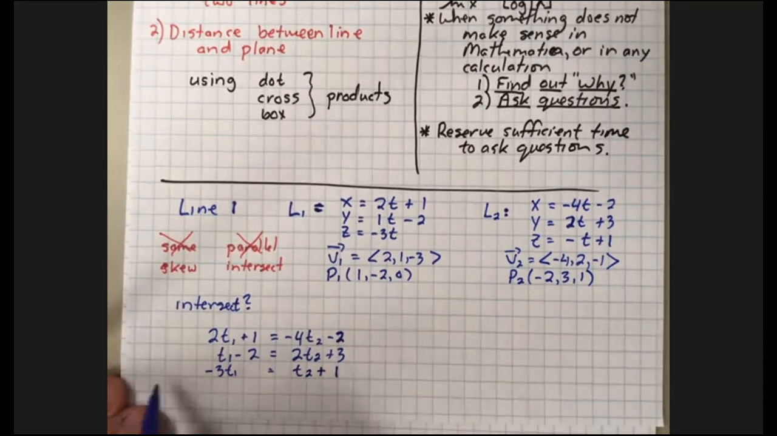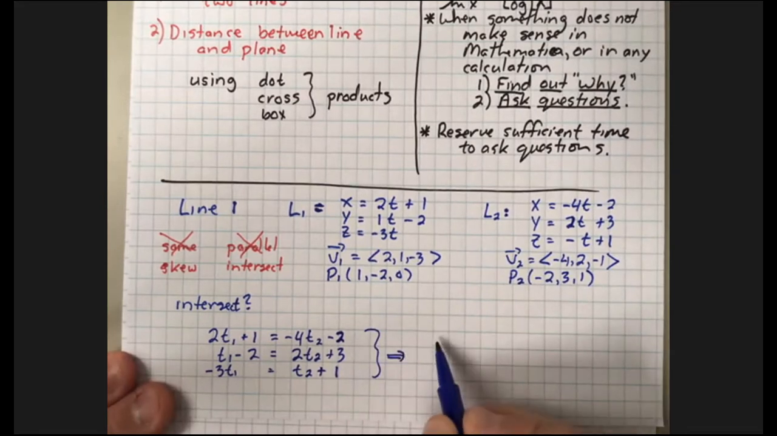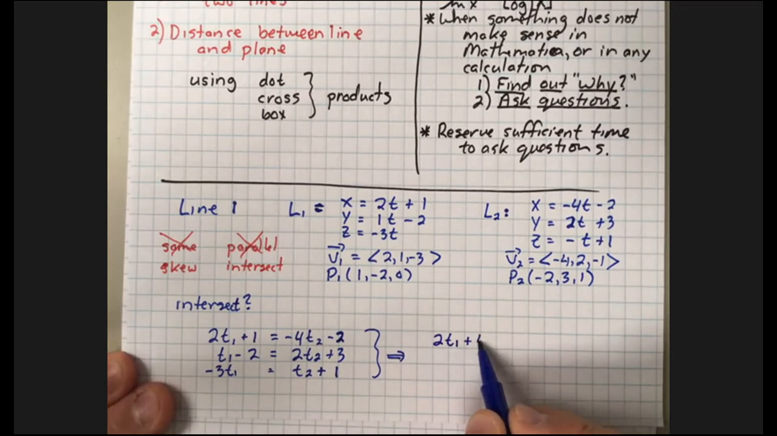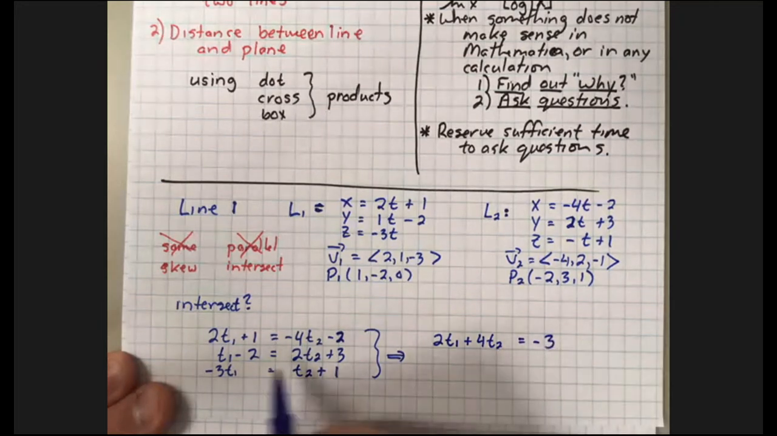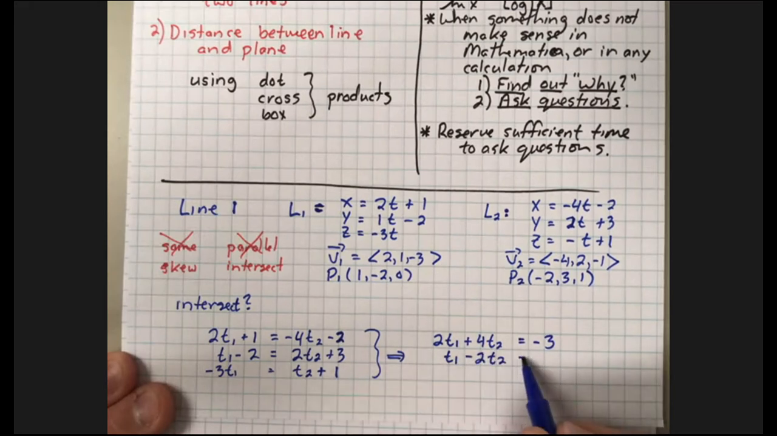I want you to also look at what you're looking at right here. I've just written down three equations with two unknowns that are linear in fashion, right? If I organize these, let's think about this logically. I have two T1s plus four T2s equals minus three. Second equation, T1 minus two T2s equals five.